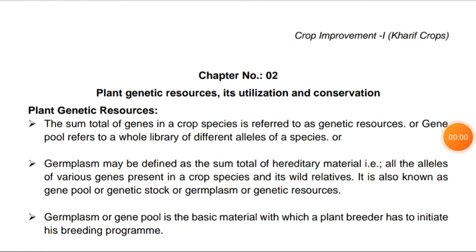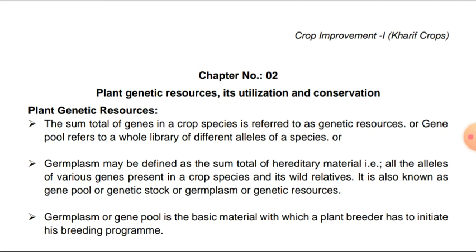Hello students, the second lecture of the course GPB 355, Plant Genetic Resources, its Utilization and Conservation. Plant genetic resources are nothing but the germplasm, also called the gene pool, genetic resources, or genetic stock. These are the different words used for plant genetic resources. First, we should know what is meant by plant genetic resources or germplasm.